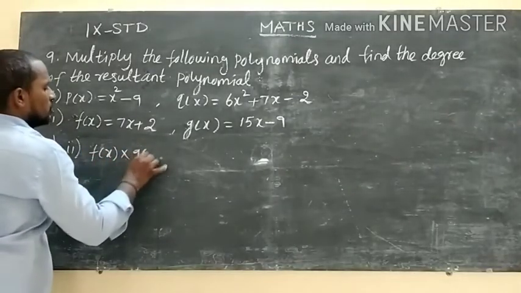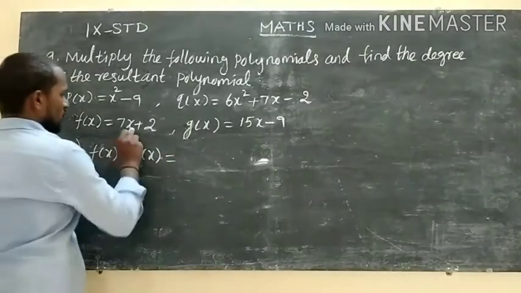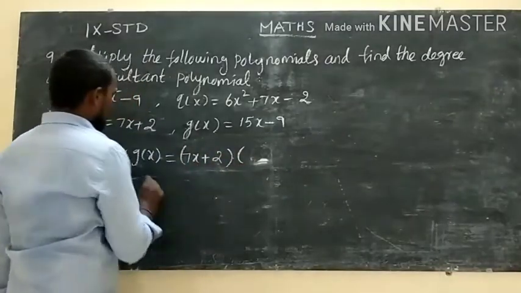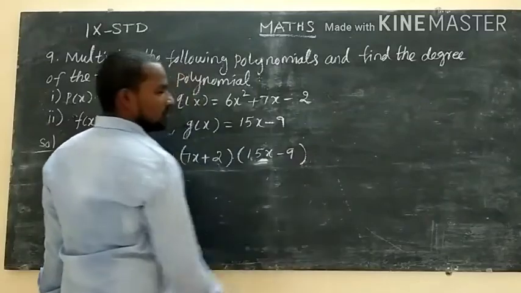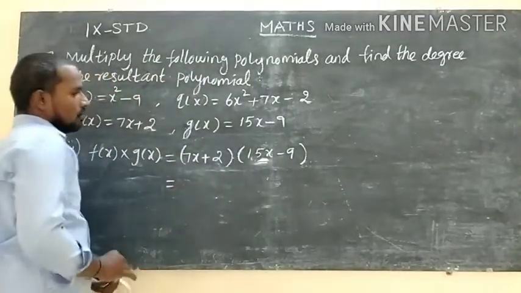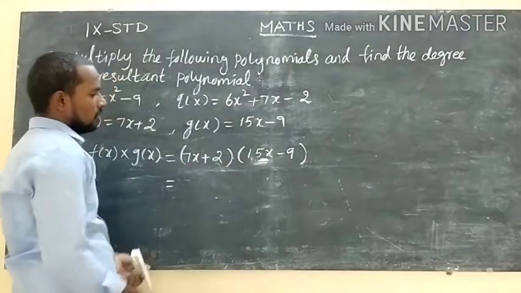f of x into g of x. So multiplication of the given two polynomials. f of x value is 7x plus 2 and g of x is 15x minus 9. Okay. Have you understood? Okay. Then the product of binomial with binomial.